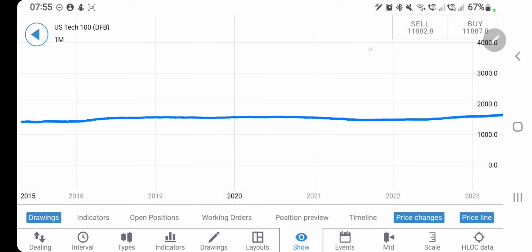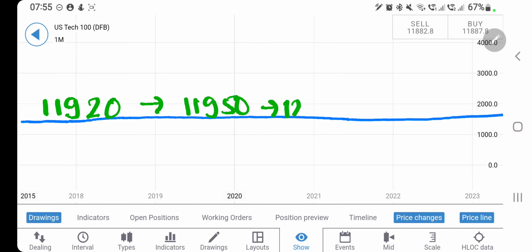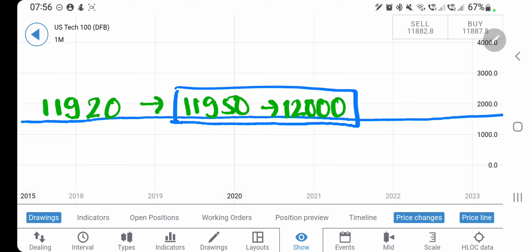So next week, if you see Nasdaq 100 trading above this zone at 11,920, go long. But remember, 11,950, 12,000. You have to watch out for these two levels and this zone. If it breaks beyond this zone, my next target is 12,200.